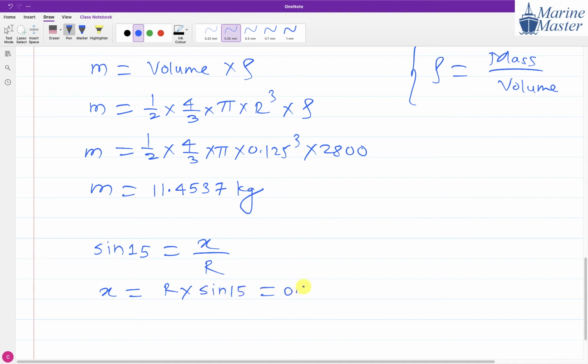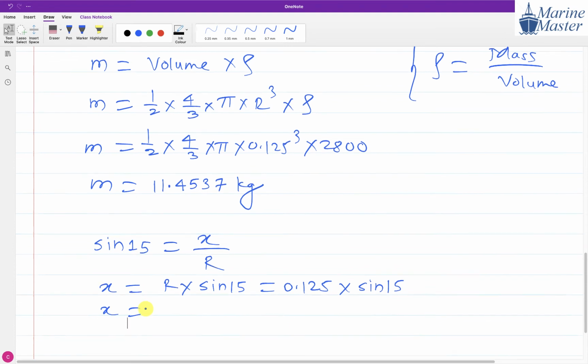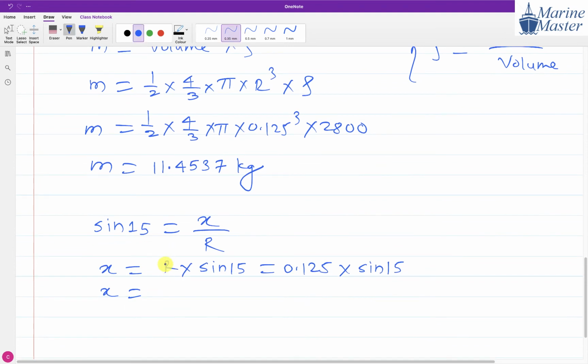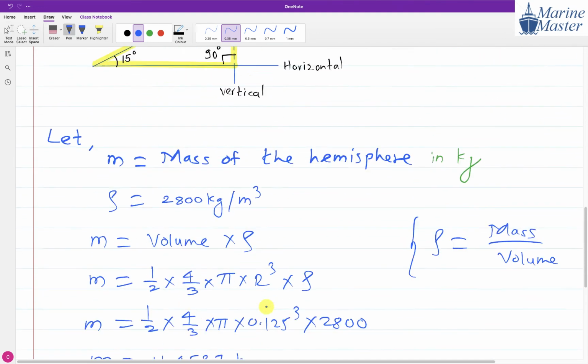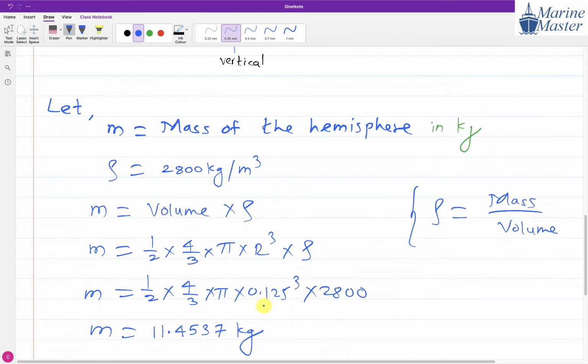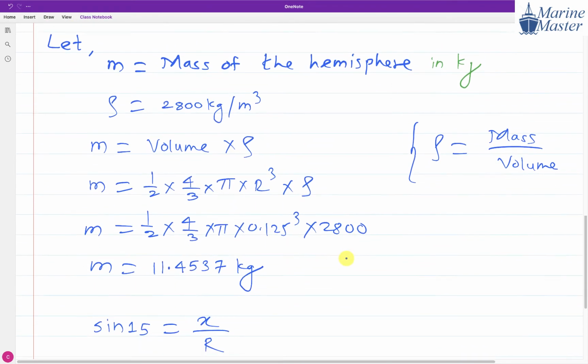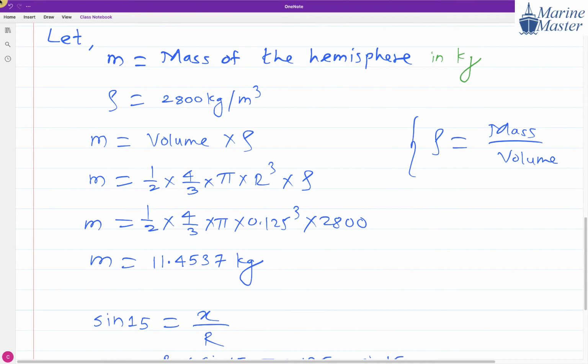r is how much? 0.125 multiplied by sine of 15. So how much value of x are we getting? Try to do the calculation. 0.0323 meter. So in this way we got the value of x. Any doubt in this discussion? No, sir. So before going further, please write down all this discussion.